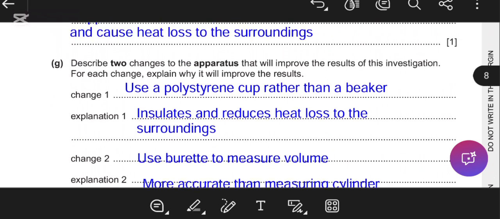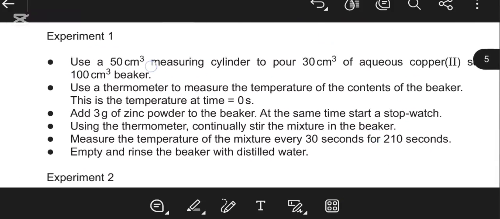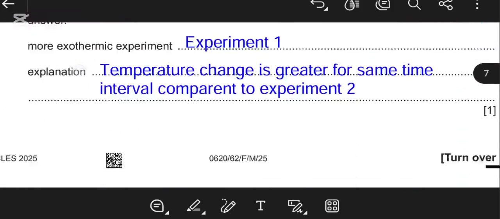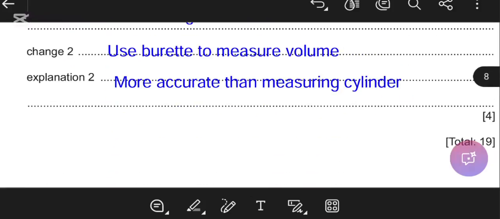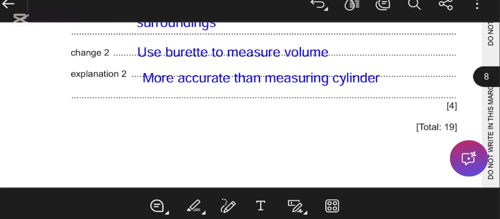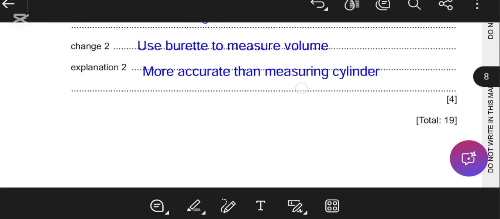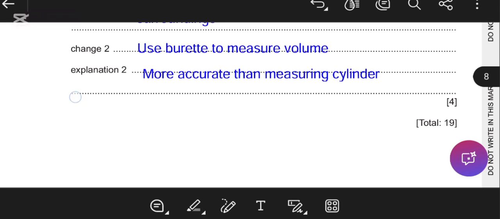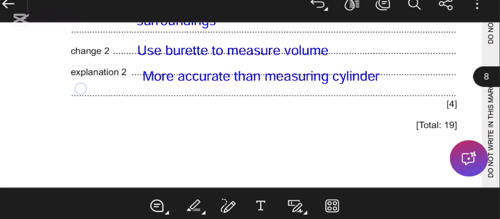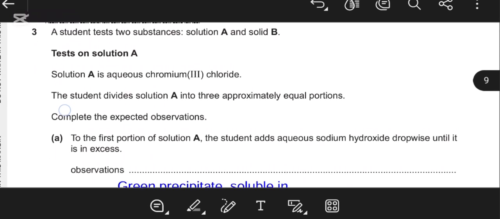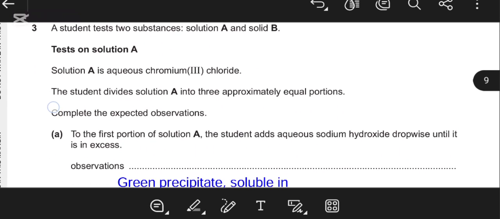Next, another improvement we can make is that, as I told you, they used a measuring cylinder, right? Instead of using a measuring cylinder, we can use a burette to measure the volume, which is more accurate than a measuring cylinder. Remember that a measuring cylinder is less accurate, though it gives quick results and is convenient, but a burette is more accurate, gives slow results and is not as convenient. These are the advantages and disadvantages.